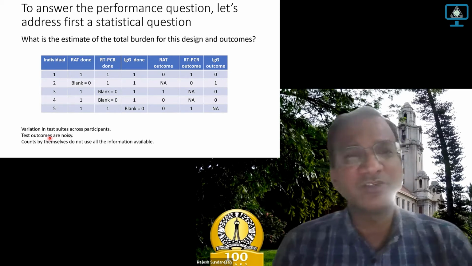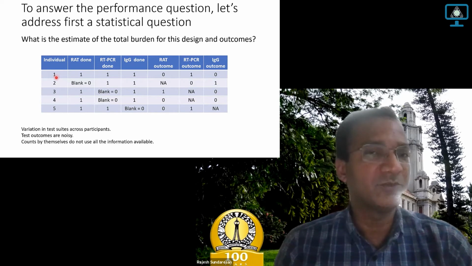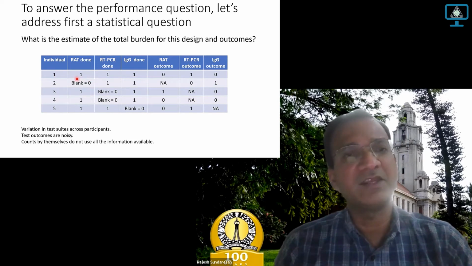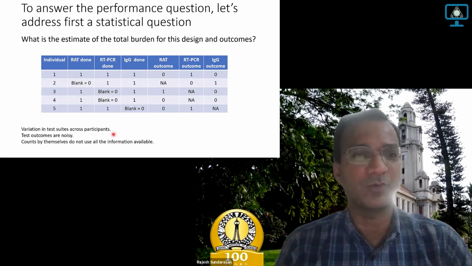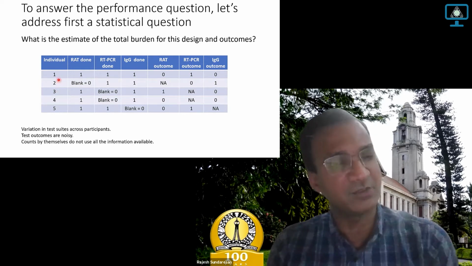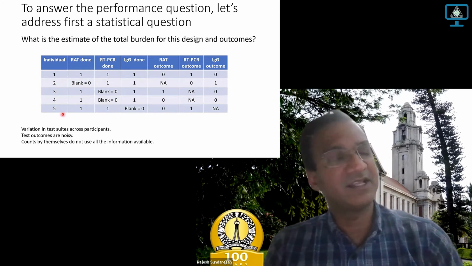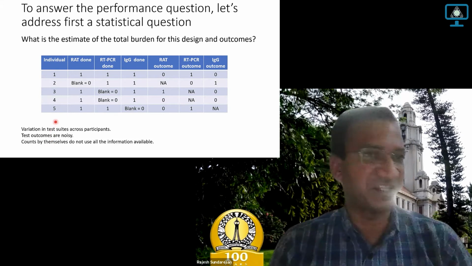So I give you this sort of a line list associated with the survey. So we conducted this survey. We had these 5 individuals. The test suite on the first individual was all the 3 tests, and this is the outcome and so on. In the surveys that we conduct, there were 16,000 in the September survey, and we are conducting a second survey now. There are about 40,000 in the second survey.